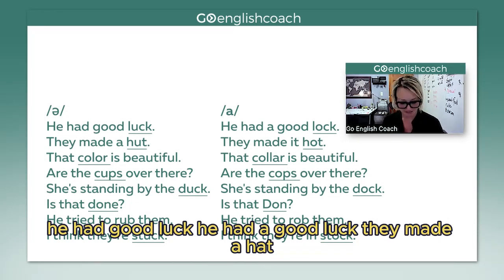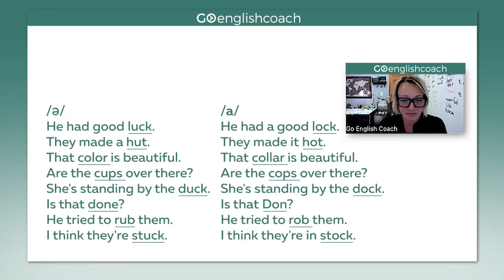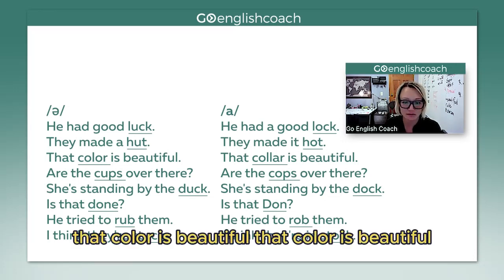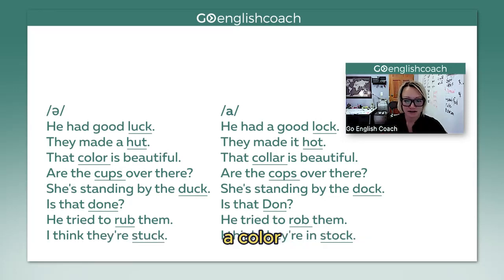They made a hut. They made it hot. That color is beautiful. That collar is beautiful. This is a collar, right? Something that goes around your neck, a collar.